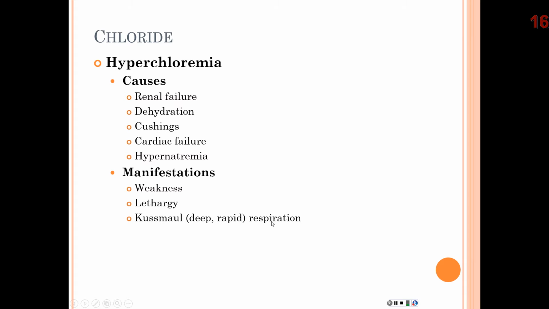Kussmaul's, or this deep, rapid respiration, has to do with the fact that with an excess amount of chloride, it interferes with the carbon dioxide exchange process, and you can actually become more basic, and so you have a problem with getting adequate oxygen levels, and the oxygen and carbon dioxide balance is off. I'll deal a little bit more with that when we come to acid-base balance.